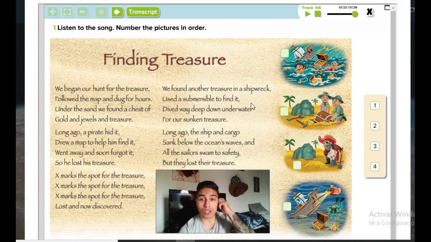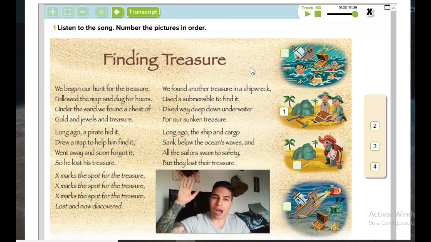So I will say that they are talking about they dug for hours. Are they digging here? No, they swam. This could be possible. Here now he's hiding the treasure, and here is a submersible. So I will say that number 1 is this one. Let me put it here. Yes. Now let's go for number 2.